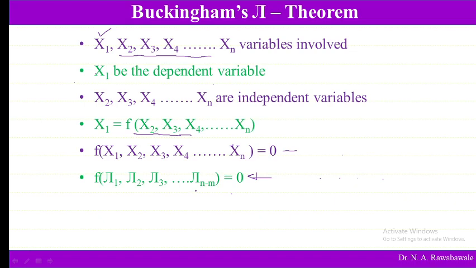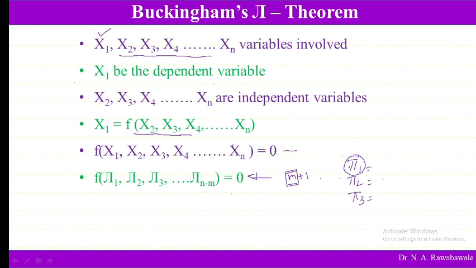When we arrange these as the function f of the pi terms, each pi term contains m plus 1 variables, where m is the number of fundamental dimensions and is also the number of repeating variables we are going to choose. The repeating variables are present in every pi term. Say for example, we have the pi 1 term, then the pi 2 term, pi 3, and so on. In every term these repeating variables appear, therefore we call them repeating variables.